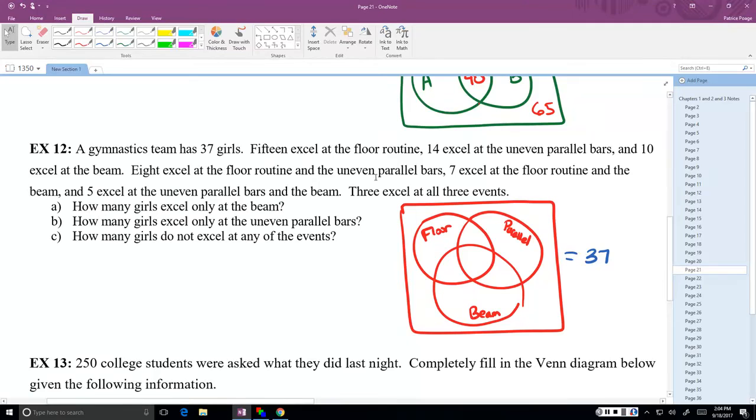15 excel. How many different parts or regions are in this? 8. There's 8. So all 8 of these will add to 37. So when it says 15 excel at the floor, that means all 4 of those will add up to 15. No way I could put that number in yet. And you keep skipping along until you find one you can. Right here, 3 excel at all 3 events. So 3 will go right in the middle.